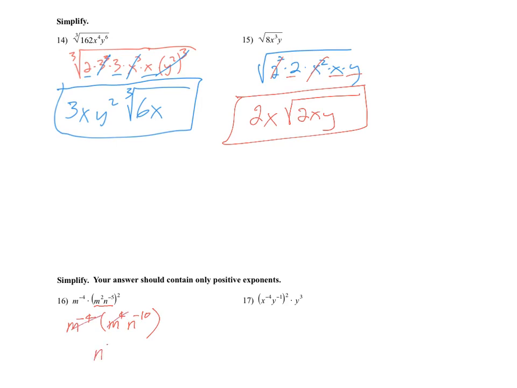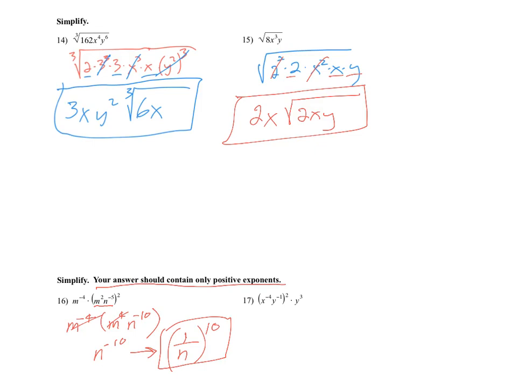So we're getting n to the minus 10, but it says your answer can only contain positive exponents. So how do we get rid of this negative exponent? We take the reciprocal of n, which is 1 over n to the 10th power, and we're done. Okay, same thing with this one.